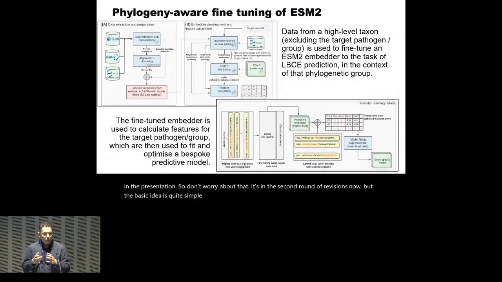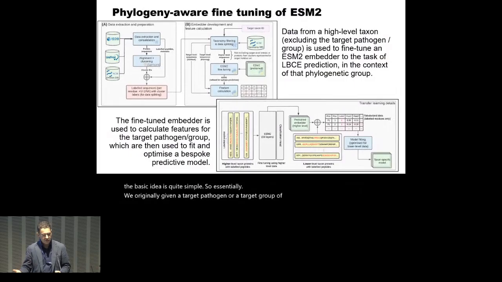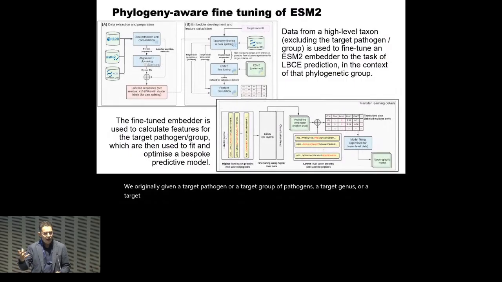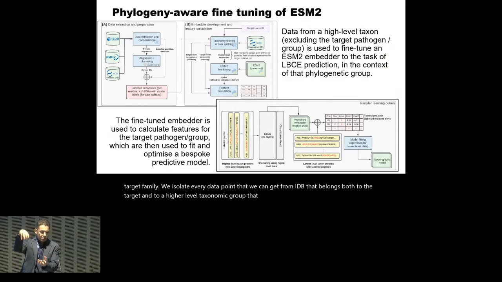So essentially, given a target pathogen or a target group of pathogens, a target genus or a target family, we isolate every data point that we can get from IEDB that belongs both to the target and to a higher level taxonomic group that contains that target pathogen. Then we separate those things. So we have the higher level sans, or without, the target, and then the target pathogen.